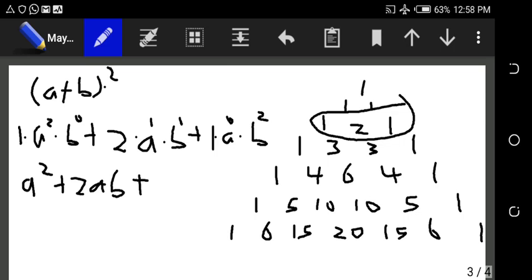Plus, then over here, this is our 1 times a raised power 0 times b raised power 2. Now remember that a raised power 0, or anything raised power 0, is 1. So what I have here is 1 times b raised power 2. 1 times 1 is 1. 1 times b raised power 2, that will give us b squared. And this is our answer.